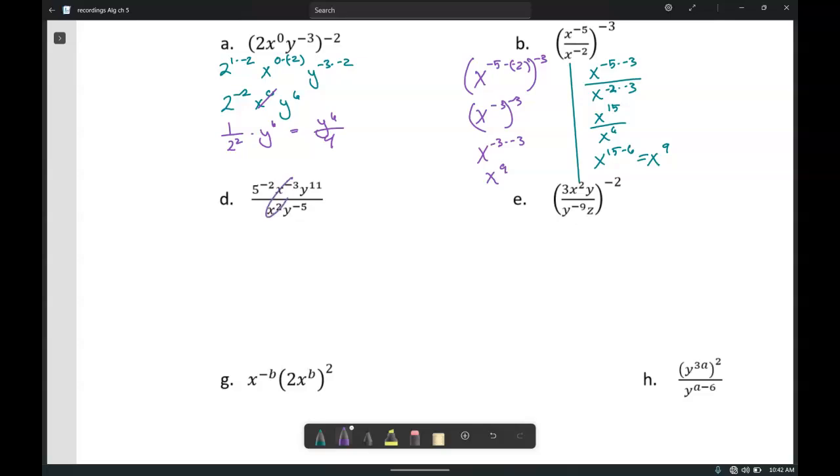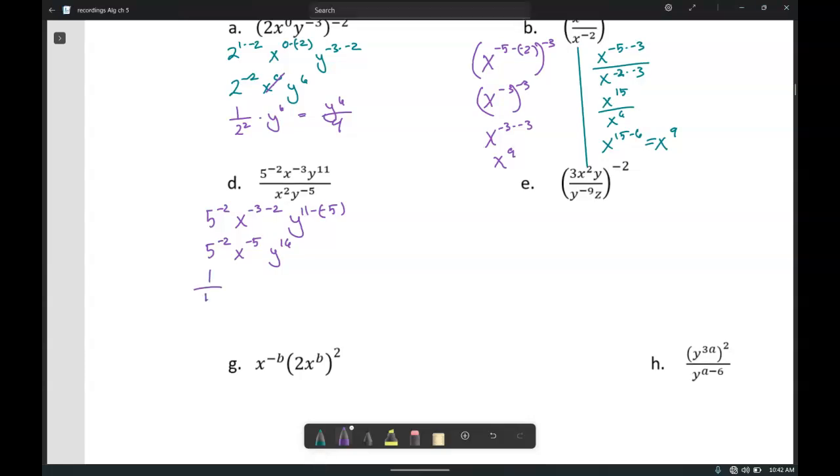Here we got a bunch of rules. Let's go ahead and simplify some of these first. We'll keep 5 to the negative 2 for now. And we can go ahead and simplify x to the negative 5 and y to the 16th. That gives us 1 over 5 squared, 1 over x to the 5th, and y to the 16th. So we have y to the 16th over 25x to the 5th.